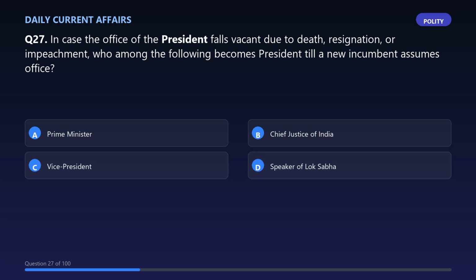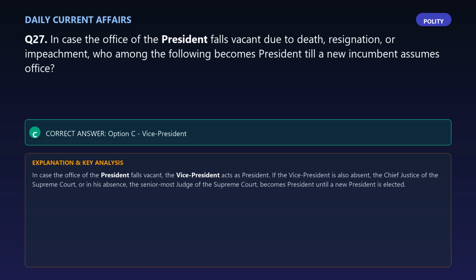In case the office of the President falls vacant due to death, resignation, or impeachment, who among the following becomes President till a new incumbent assumes office? The correct answer is option C, Vice President. Explanation: in case the office of the President falls vacant, the Vice President acts as President. If the Vice President is also absent, the Chief Justice of the Supreme Court, or in his absence, the senior-most judge of the Supreme Court, becomes President until a new President is elected.